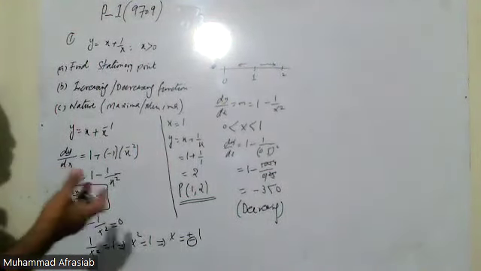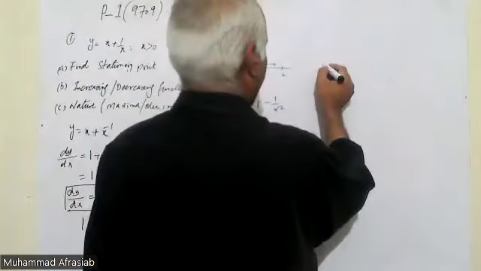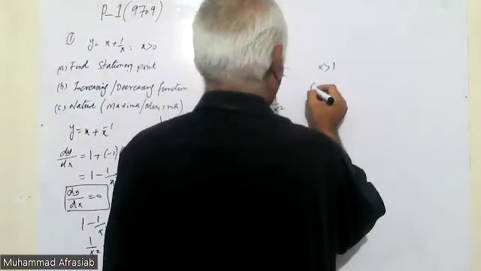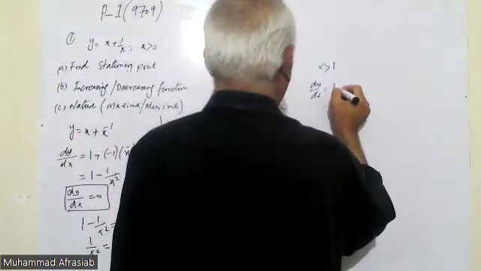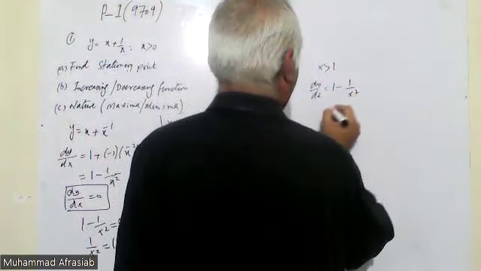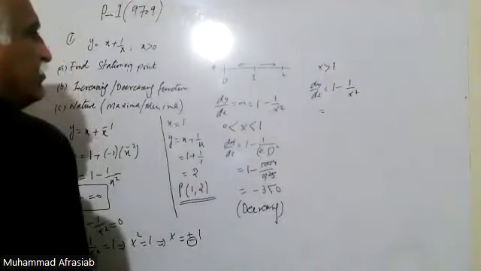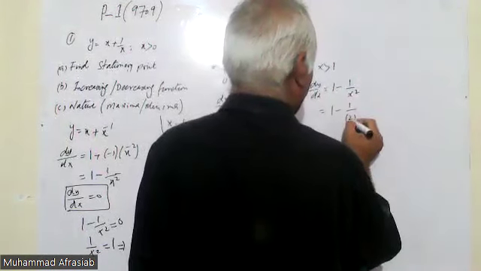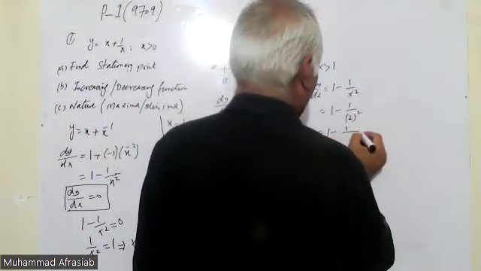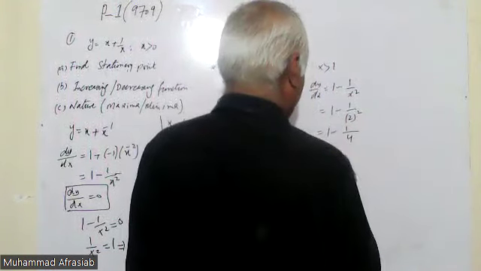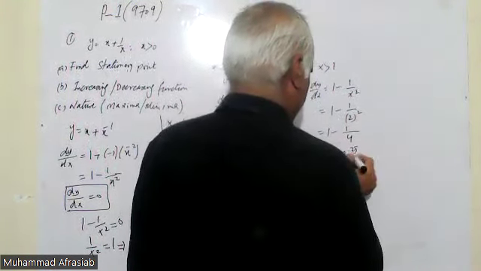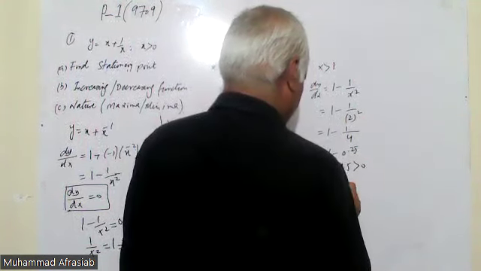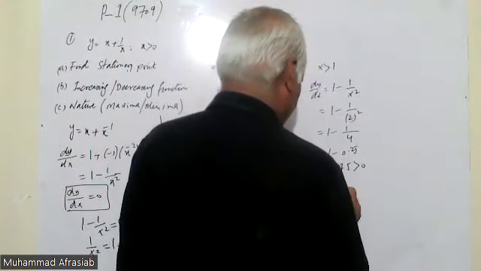Then we are going to find out the second part. When x is greater than 1, we know that dy by dx is equal to 1 minus 1 over x square. Now we can put any value of x more than 1. So let's say that is 2. 1 minus 1 over 2 square, that is 1 minus 0.25, and that is equal to 0.75, which is greater than 0. So it is an increasing function.